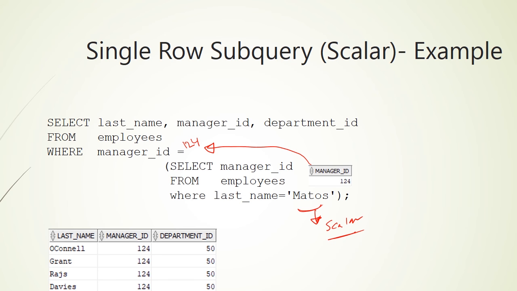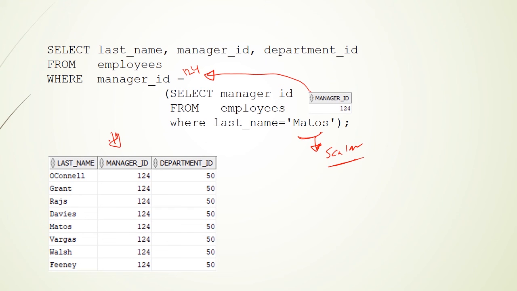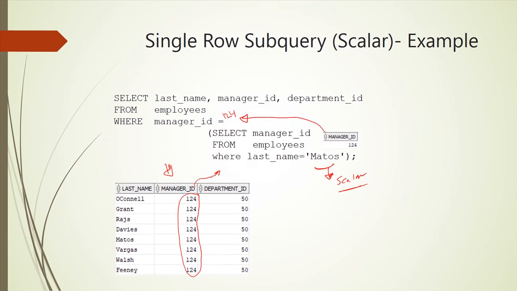If the subquery returns only one value, one column and one row, it's called a scalar subquery. So this is the final result from our query. As we can see, the manager ID of all employees is 124, which is the same as the manager ID of employee Matos.